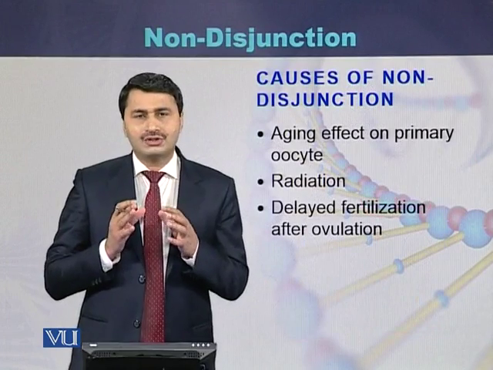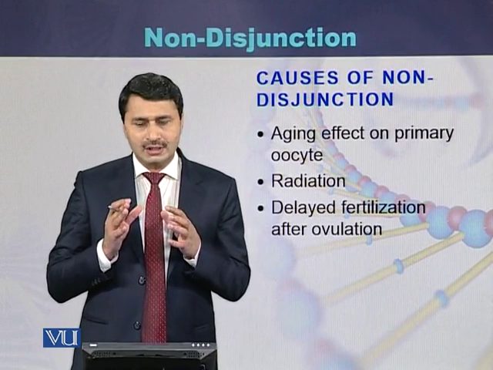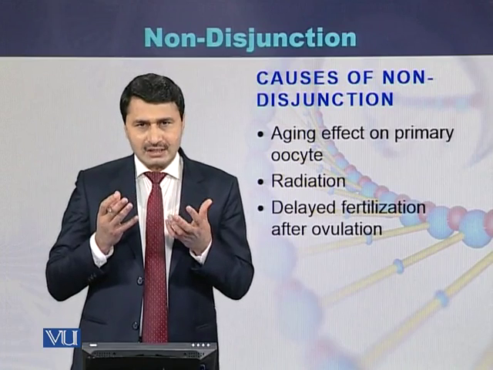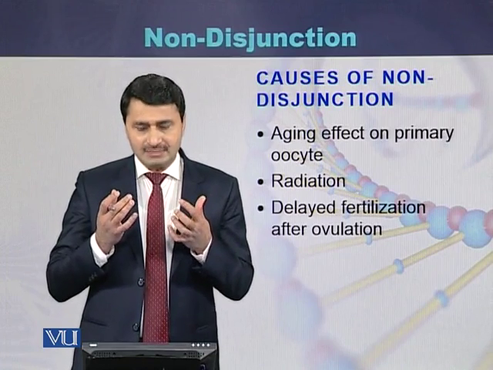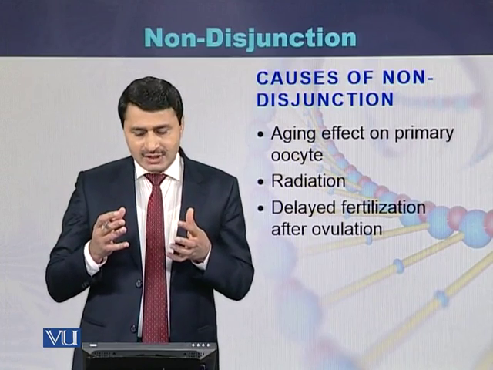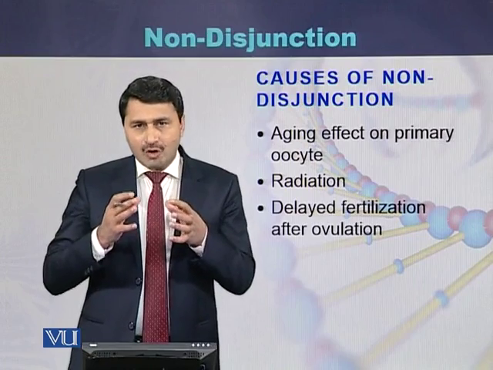Causes of non-disjunction. There are several causes of non-disjunction. The important causes are the maternal age, meaning the age of the female, the radiation which is present in the environment, as well as delayed fertilization after ovulation.